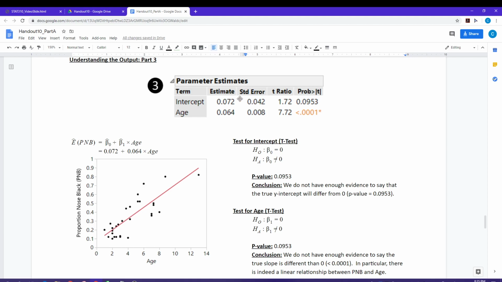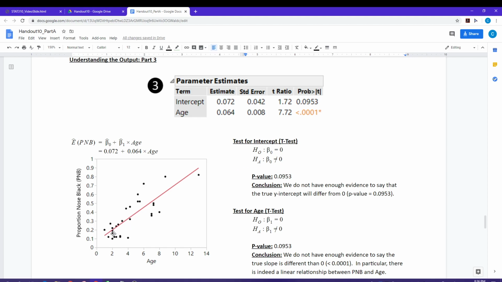These are the standard errors for these quantities, so these would be used when constructing a confidence interval. Here are the t ratios and probabilities, or p-values, for the following tests. With the intercept, what we are testing is just whether or not the y-intercept is equal to 0. The p-value for that is 0.0953.